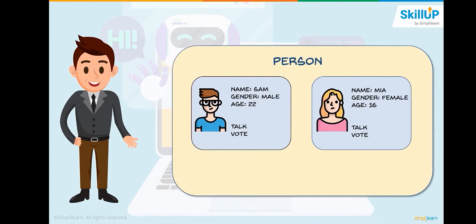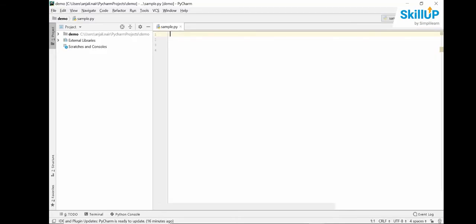So I'll move on to PyCharm. First thing first, let's create our class. Our class is created using the keyword class and then put down the name of your class, which in our case is person, followed by colon and enter. So your class is created.